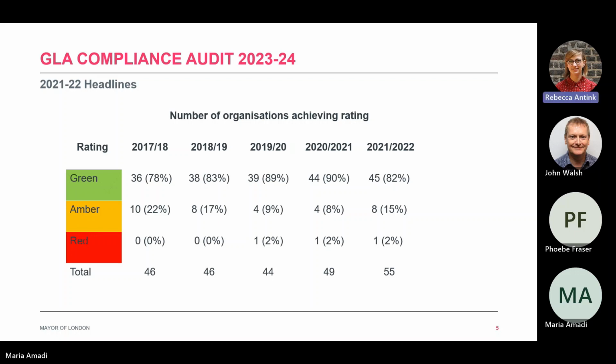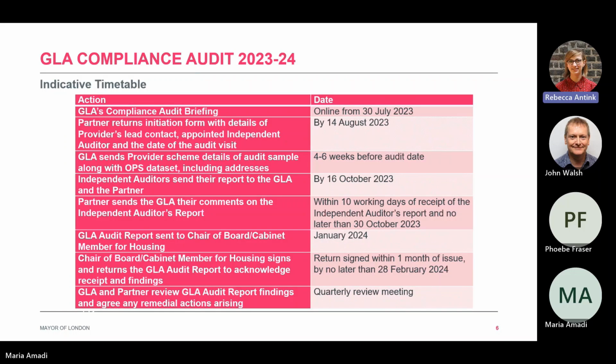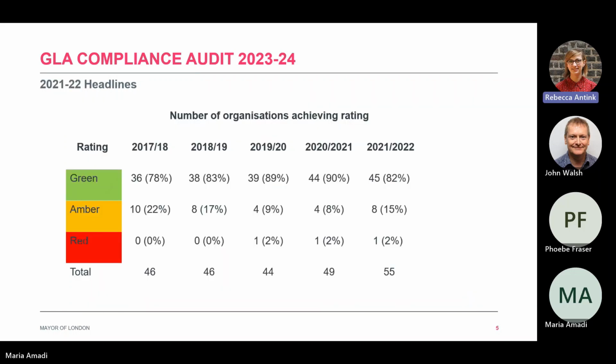So if we could, yes, go to the next slide where we have a look at the headlines from 21 to 22. So if we could just go back to the 21-22 headlines. The majority of partners in 21-22, which is the last year where we've got all of the audit details finalised, received a green rating, which was great. 8 partners received an amber rating, which was a bit of an increase on the previous year, and 1 red rating was recorded, which was the same as the previous year.